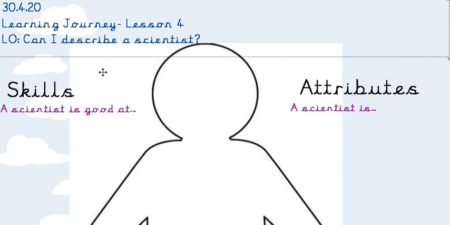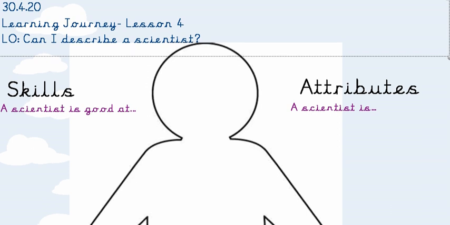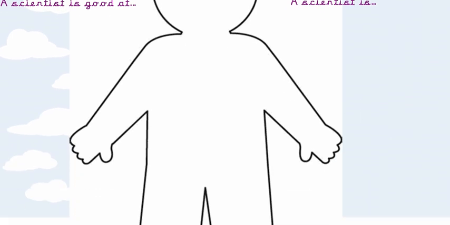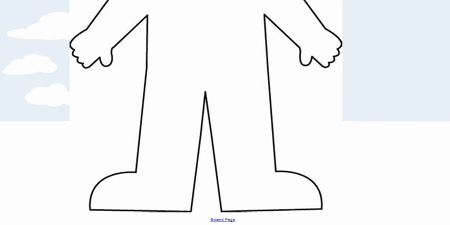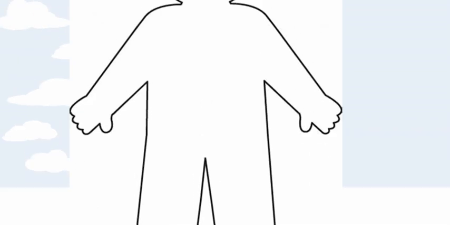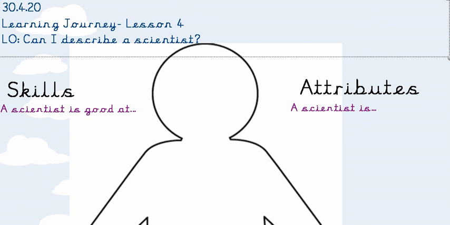So it says here, can I describe a scientist? And now if I scroll down a little bit, you can see an outline of a person. This person's not a girl or a boy, it could be a girl or a boy, because this person's going to be the outline of a scientist, and we know that scientists can be girls or boys, whoever they like to be. Okay, so this is a scientist outline I've got in the middle here. You may choose to make your scientist look like yourself, because you're all going to be scientists over the coming weeks, everybody.